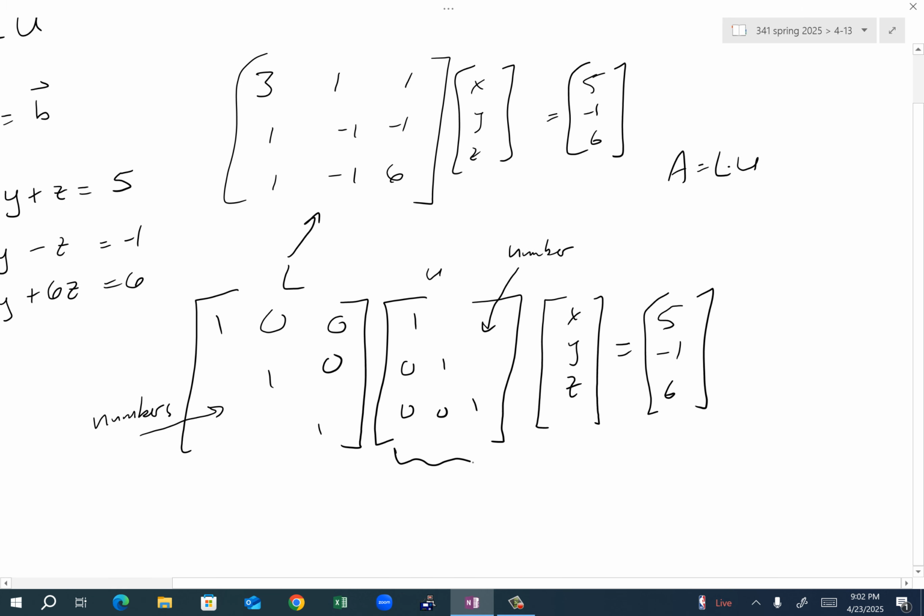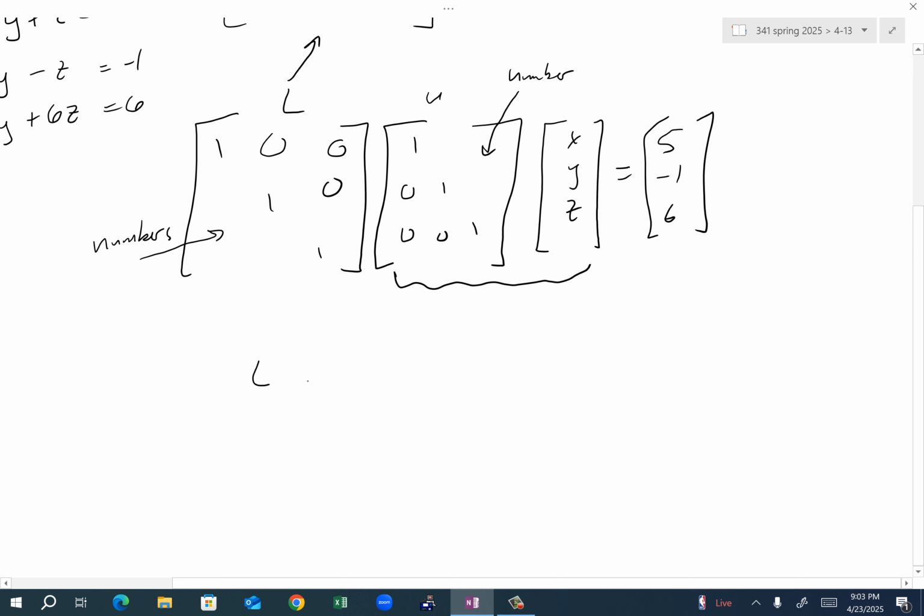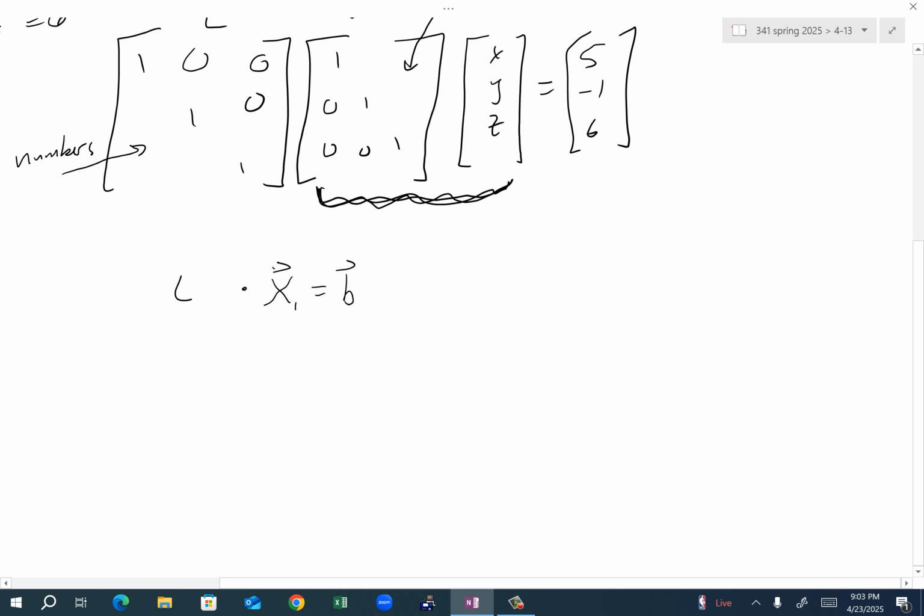What I want you to see right here, we're going to look at this as L times, now check this out, x1 or something. Are you with me? Not just x anymore, but we'll call x1, is equal to b. Okay? What are you going to say then? Well, what you're saying is I'm going to solve for what this equals. You with me? We're going to solve for what this is. Does that make sense? It's an in-between step.